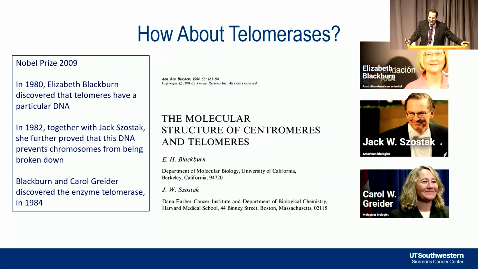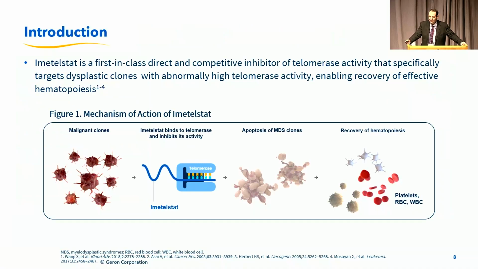Telomerase was another area where researchers received a Nobel Prize in 2009, for the discovery of telomerase enzymes, which maintain telomere lengths. And that brings us to imetelstat, which is a 13-mer oligonucleotide that's a first-in-class direct and competitive inhibitor of telomerase activity that specifically targets dysplastic cell clones with abnormally high telomerase activity, enabling normal and effective hematopoiesis.